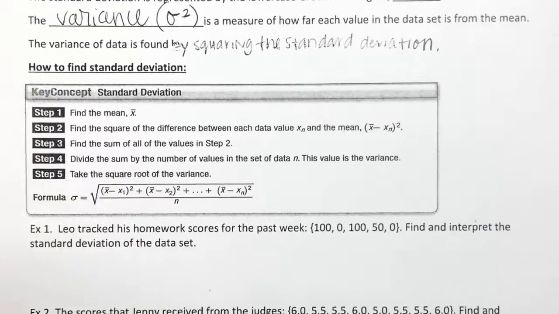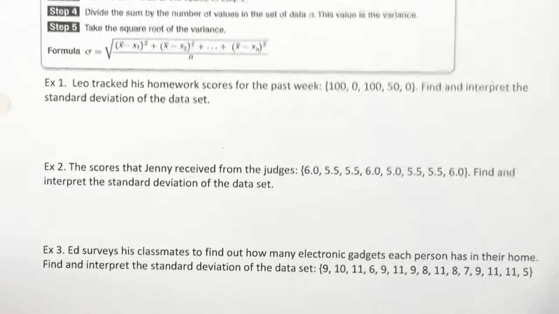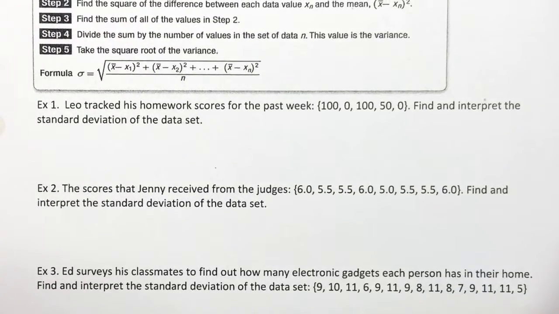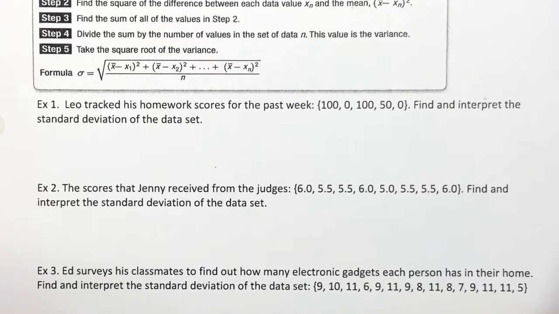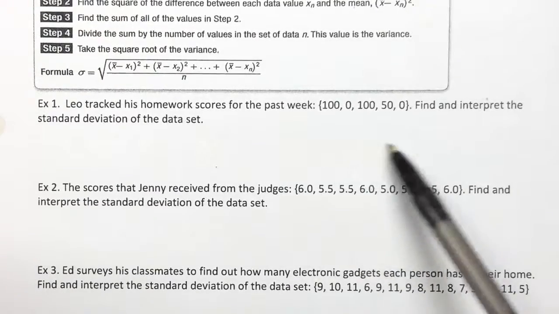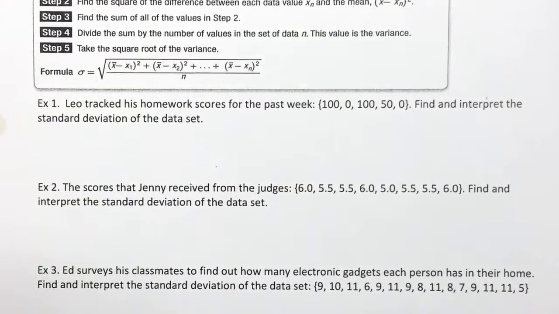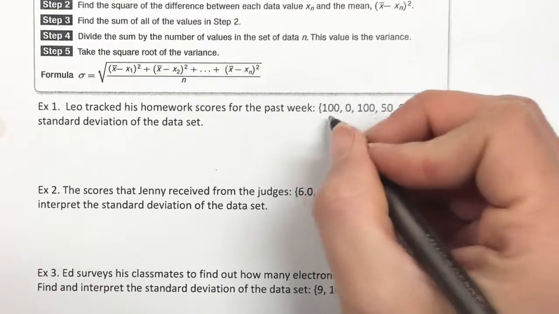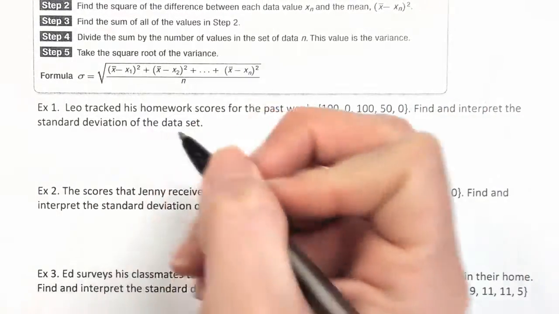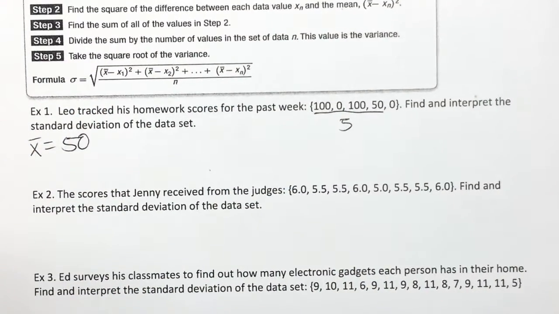So for example 1, Austin, if you'll read that for me. Leo checked his homework score for the past week. Find and interpret the standard deviation of the data set. Alright, so if these were his homework scores, some of them look like y'all's. Let's go ahead and find the mean first. So we would add these all up and divide by what? Go ahead and do that on your own, and then you can say it out loud whenever you find it. Good. And remember, x with a bar over it stands for the mean.